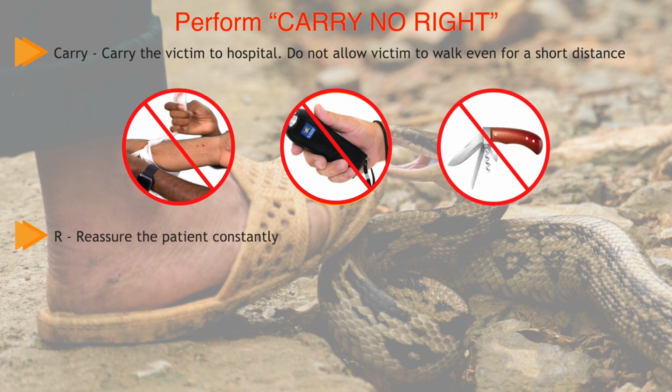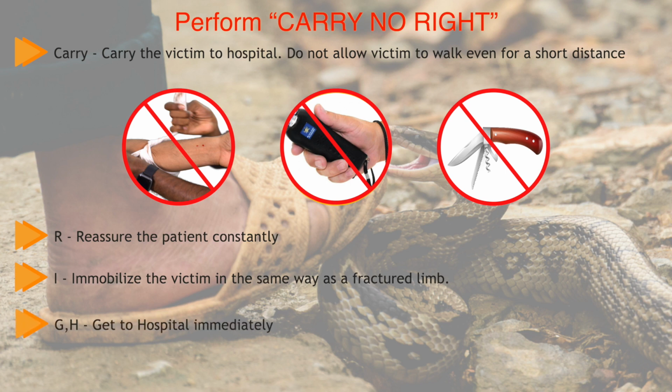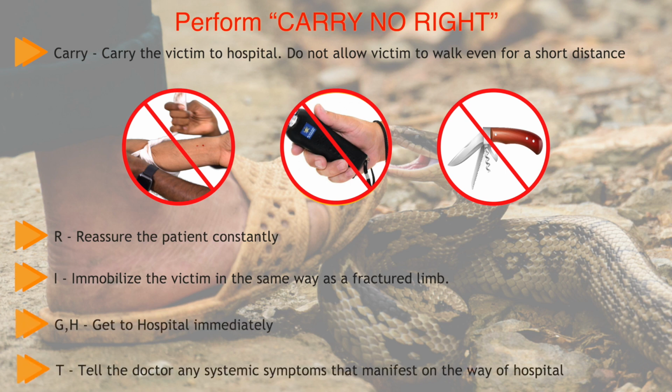R. Reassure the patient constantly. I. Immobilize the victim in the same way as a fractured limb. GH. Get to hospital immediately. T. Tell the doctor any systemic symptoms that manifest on the way to hospital.